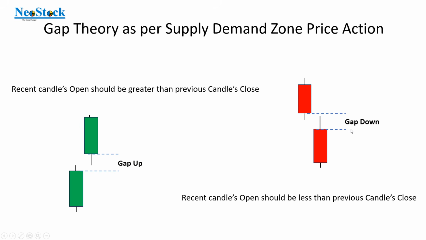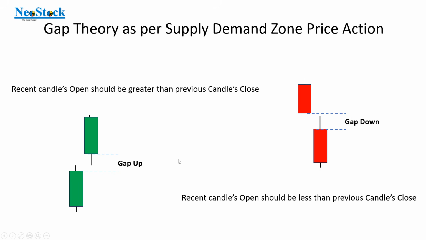What we defined in the downside gap: the recent candle's open should be less than the previous candle's close. This is the recent candle's open, and this is the previous candle's close. Is it less than? Yes. That's why it is a gap down.